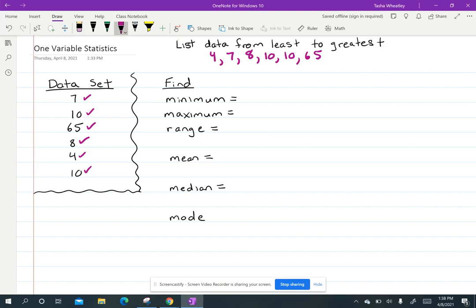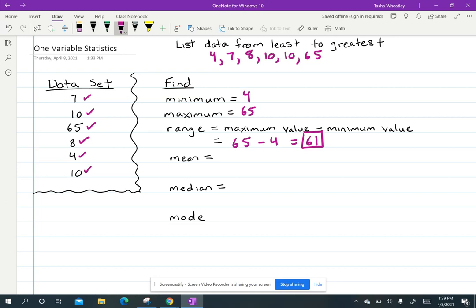Our minimum value is the smallest value, which in this case is 4. Our maximum value is the largest value, which in this case is 65. The next piece is our range, and to find the range, that is your maximum value minus the minimum value. So in our case, our maximum value is 65, and we're going to subtract 4. So our range is 61. And basically that tells us how spread out our data is.